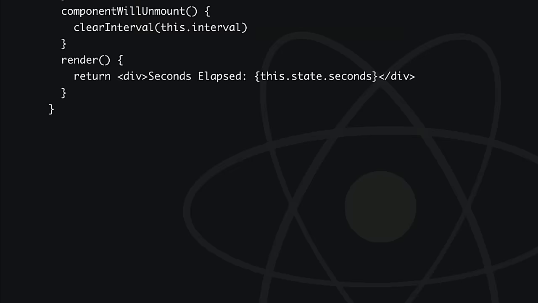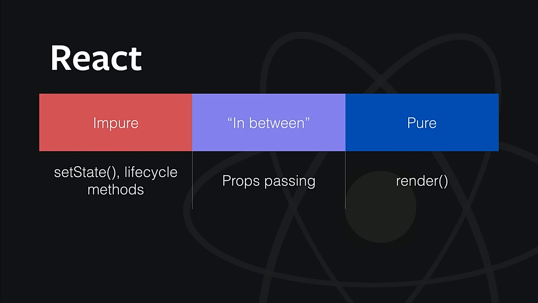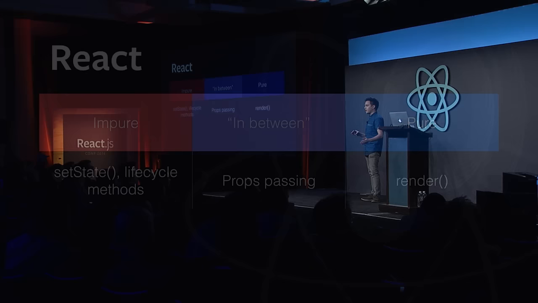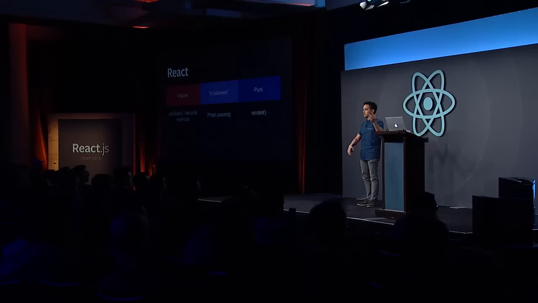So I've done this thing that I'll do for each framework where we have these three columns. So in React, the impure part is setState and the lifecycle methods. The pure part, quote unquote, is the render method. And then we have this thing in between that has to coordinate between the pure and the impure part. And in React, that's when you pass props, right? Because all state in React is local to the component. And that keeps our components isolated and maintainable. So when you pass a prop to a child component, it doesn't know if that's coming from state or anything else. It just knows it's a prop.